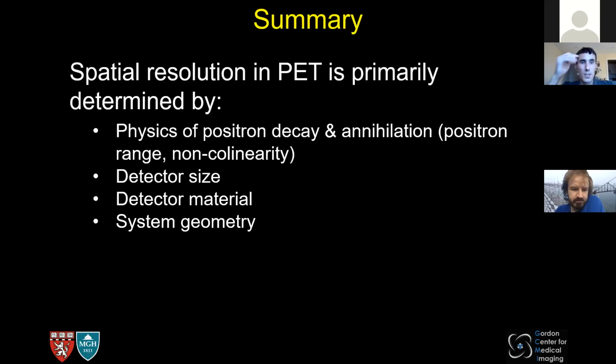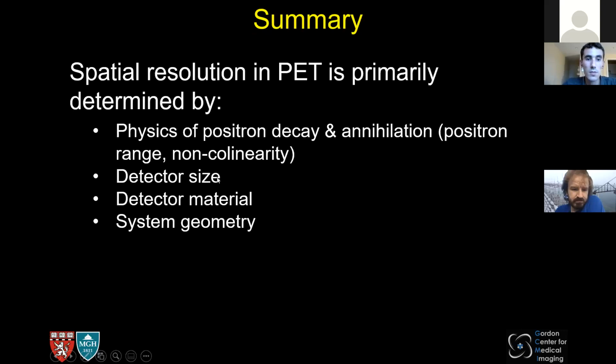So that's a summary here. Spatial resolution, as we've seen in PET, is primarily determined by the physics of positron decay and annihilation, so effects such as the positron range and non-collinearity. There is not much you can do about those. You can model the uncertainty that they are causing in your image to compensate for their effects, but that is never going to be enough to fully correct these effects. So they are going to really impose a limit on your spatial resolution that there is nothing you can do about, pretty much. Detector size is a very important one.